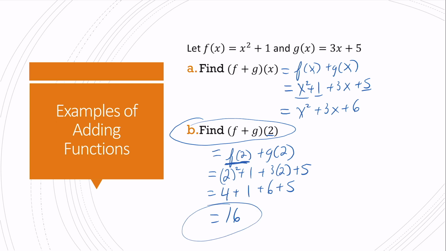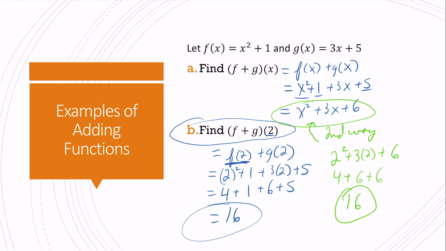The other way would have been, so here's another way, our second way. Since we knew what f plus g of x was, I could have substituted in 2 to this function. I could have taken 2 squared plus 3 times 2 plus 6. Well, that would give me 4 plus 6 plus 6, which would also have given us a 16, right? But it might not always be the case that I know what f plus g of x is, and then am asked to find f plus g of 2, right? So both ways would work. You kind of get to choose your favorite.